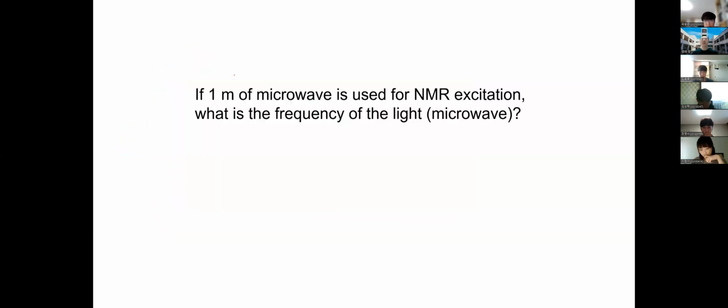Now, if it is 1 meter, I wanted to give you a surprise problem, so I didn't give this page in your notebook. If a 1 meter microwave is used for excitation in NMR, what can be the frequency of that microwave? Can you calculate quickly?